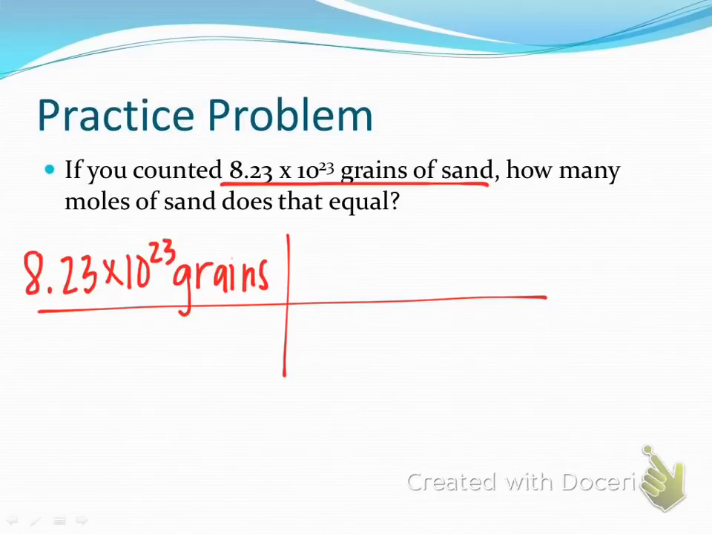Does it matter here that we're not dealing with hydrogen or carbon or lithium or anything like that? Does it make a difference? No, right? Because 1 mole is 6.022 times 10 to the 23rd of anything, including grains of sand. You just have to remember that? Yeah, you need to have that number memorized. 6.022 times 10 to the 23rd.